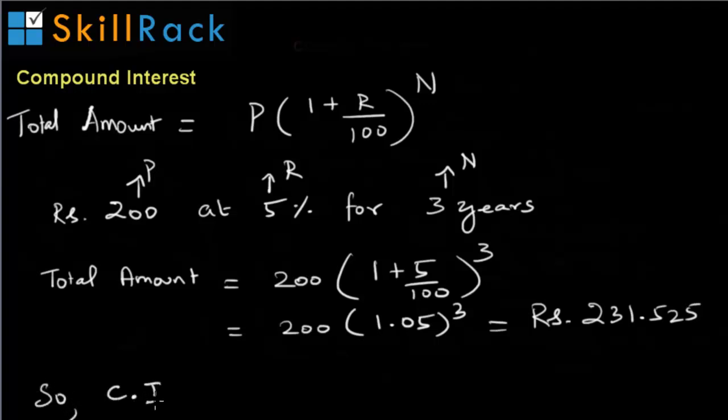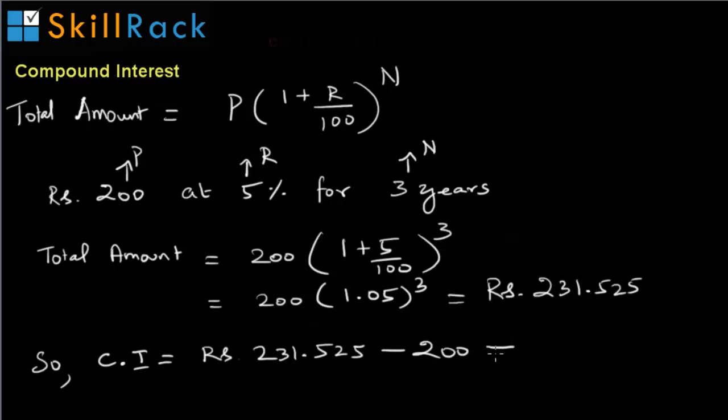So to find the interest, we have to subtract the initial amount invested from this 231.525. So the total compound interest obtained in 3 years is equal to rupees 31.525.